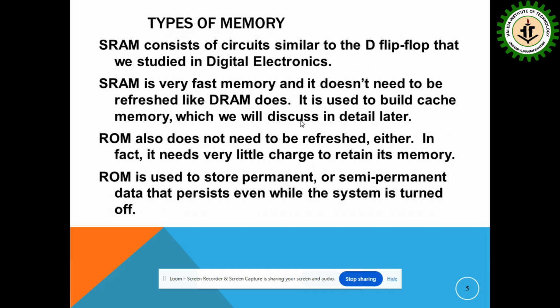The next one is the SRAM, which consists of circuits similar to the D flip-flop that we studied in digital electronics. So it is very fast memory and it doesn't need to be refreshed like DRAM does. It is used to build cache memory, which we will discuss in detail later. The next one is the ROM, which also does not need to be refreshed. In fact, it needs very little charge to retain its memory. So it can be used to store permanent or semi-permanent data that persists even while the system is turned off.